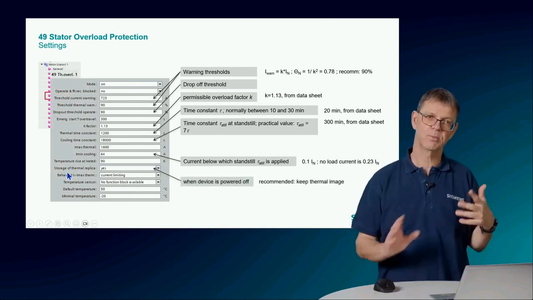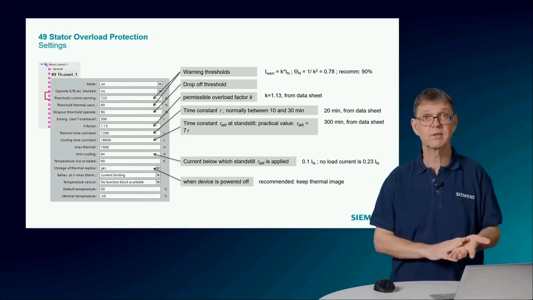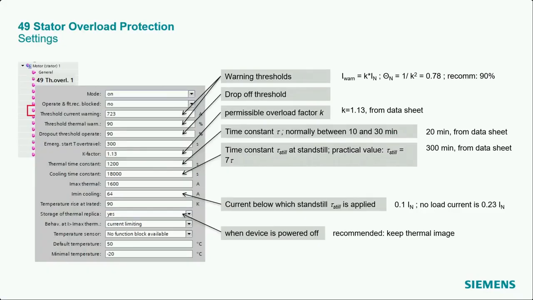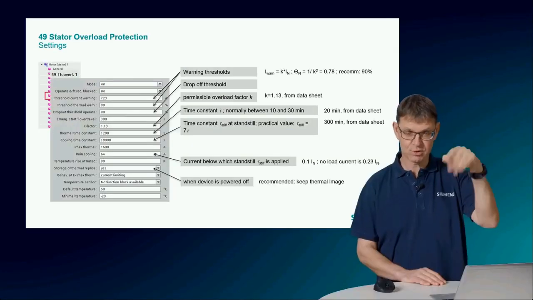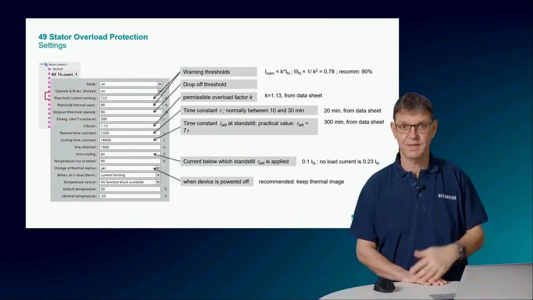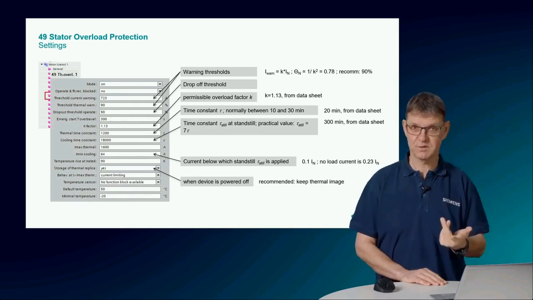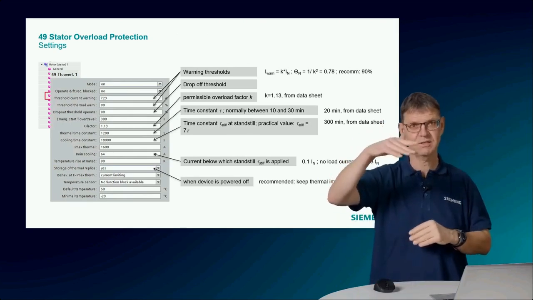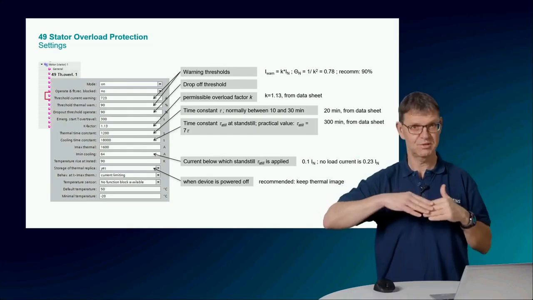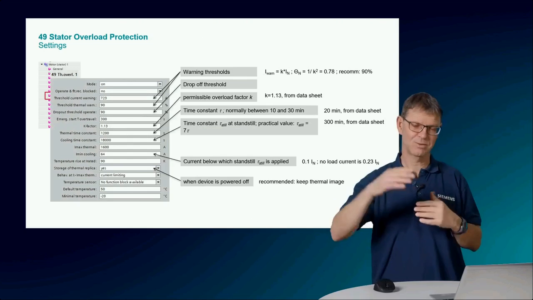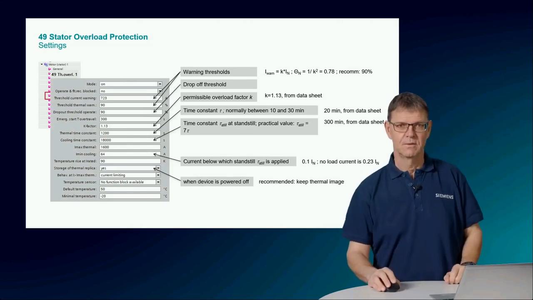Then we have the option to store the thermal replica in case the auxiliary power fails in the relay. I recommend to switch this on all the times, because in such a case, think about you have 85%, for example, and you have a small outage of the auxiliary power for whatever reason, then without the storing, you would start with 0. So you have a big gap between reality and the starting point in the thermal image. That means it cannot be correct. Good.